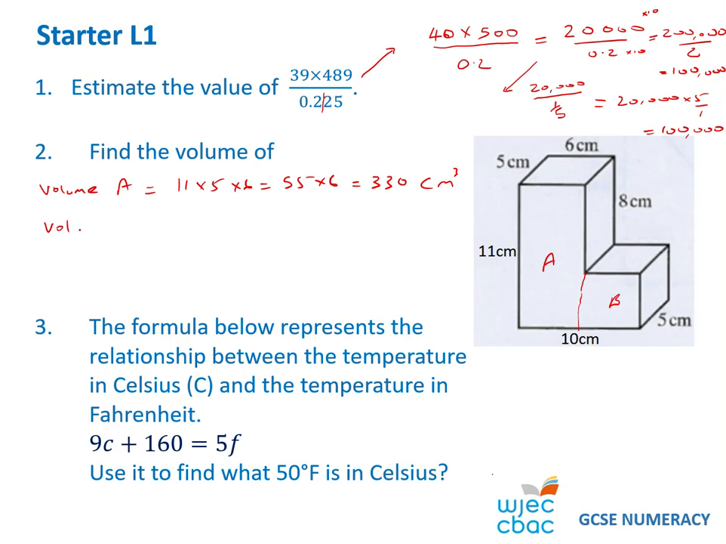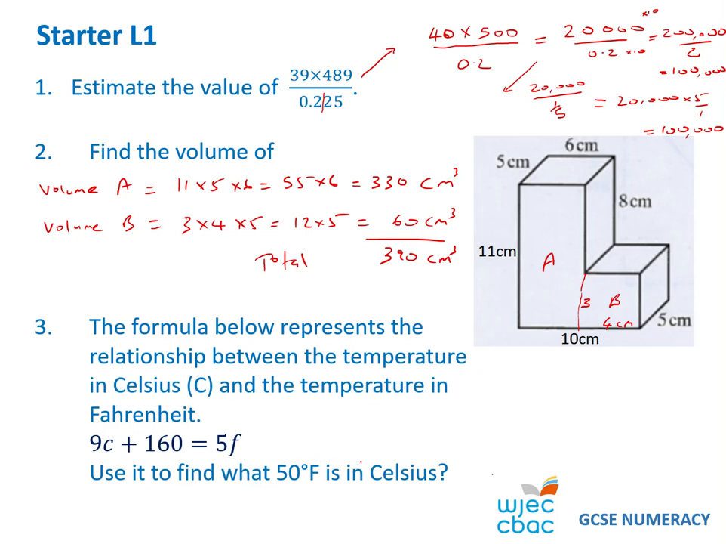And then volume B. I need this section here, the whole thing is 10, from here to here is 6, so I'm left with 4 centimeters. The height, so the whole length is 11, that top to bottom is 8, so 11 take away 8, that's 3, and the length is 5. So I've got 3 times 4 times 5. So 12 times 5, which is 60. When I add the 2 together, I get 390 cubic centimeters.